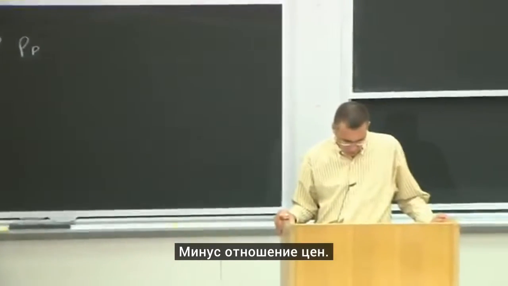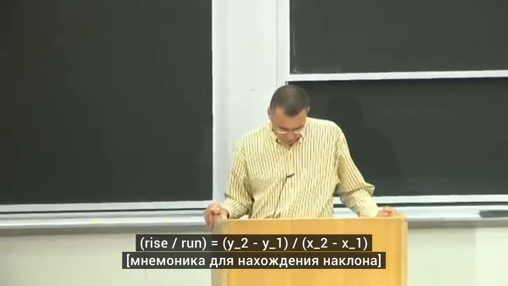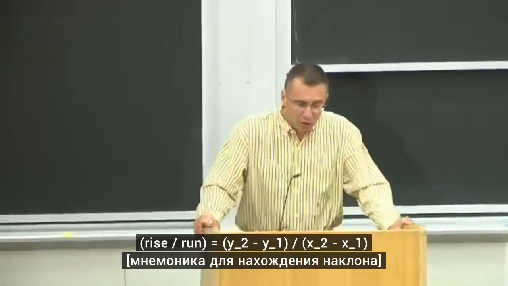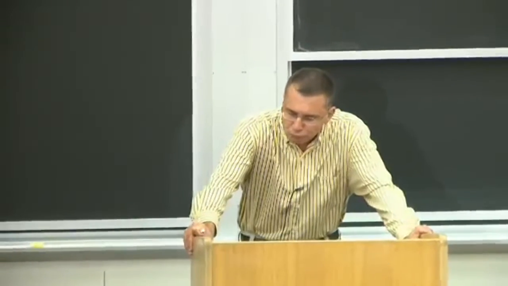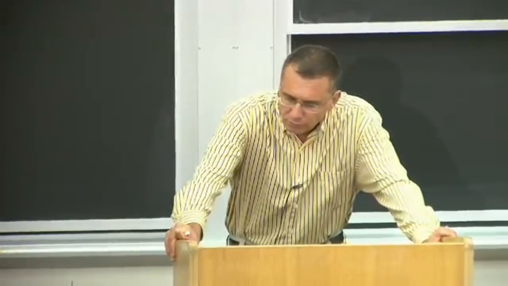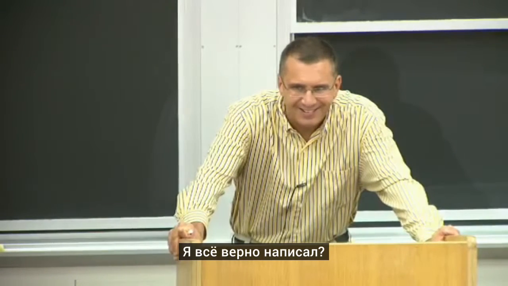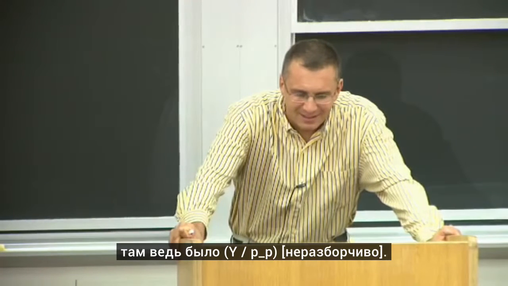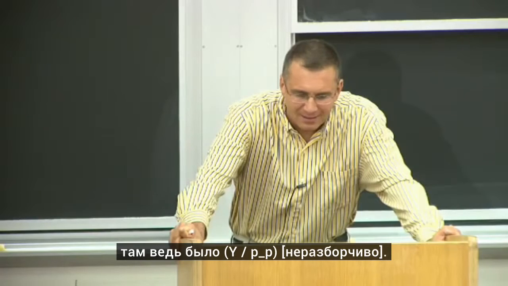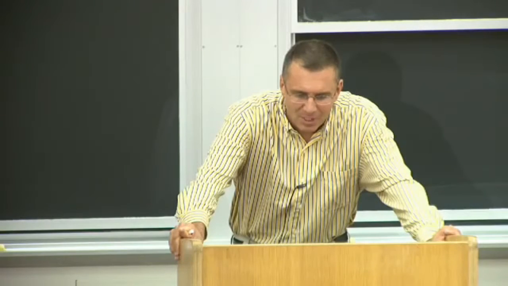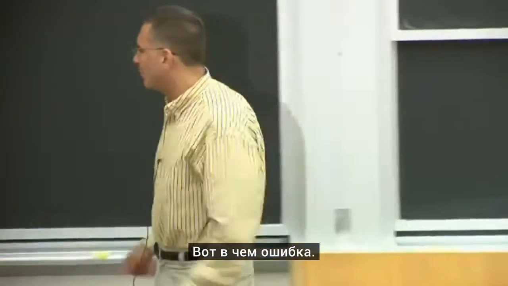Negative the price ratio. Did I get this right? Rise over run. Yeah. Okay. I think that the PP and the PM are in the denominators because it's Y over PP. Right, denominators, that's what it is.